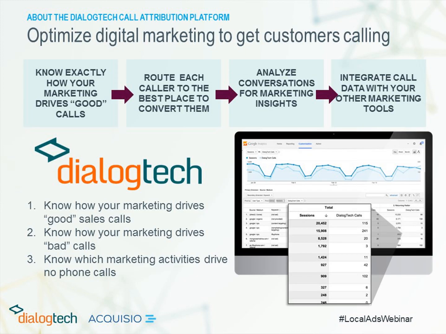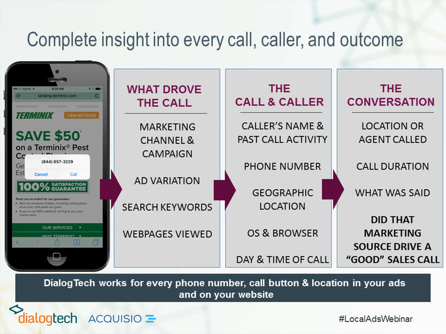So Dialog Tech, as I introduced before, is one provider of call attribution software. So again, we show you what drives good calls, what drives bad calls, people who are calling from your marketing, but perhaps they aren't converting. They're not really a sales opportunity or a lead. We'll show you which is good, which is bad, and which activity is driving no phone calls, so you can optimize accordingly. We help with call routing and analyzing the actual conversations that take place from your marketing, and we can integrate that call data with whatever marketing technologies you're using. So that data can live alongside your online data, as you can see in the Google Analytics example on the right.